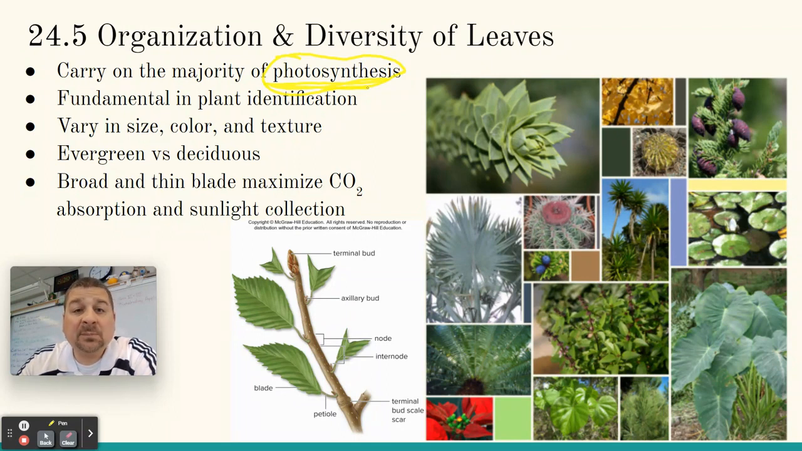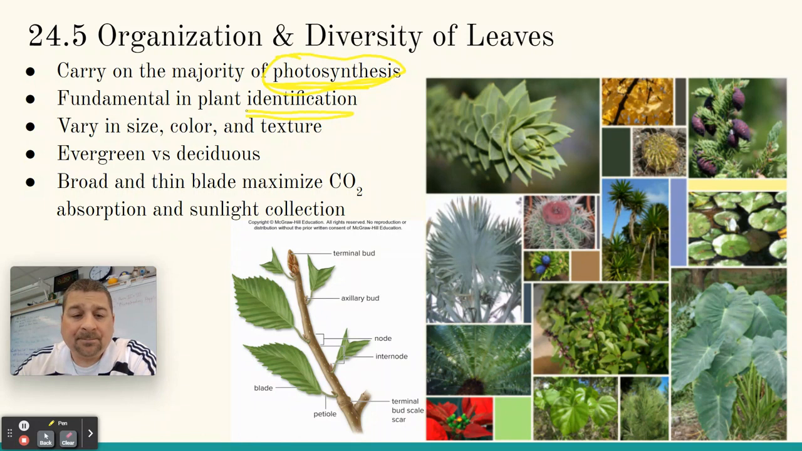Leaves are fundamental in plant identification. If you go on to take a botany class, you will identify a lot of plants, yes, by their bark, yes, by their flowers, but a lot of times we are looking for the leaf. The leaf will give us an idea of what family and help us narrow down what plant we're looking at. Leaves can vary in size, color, and texture.